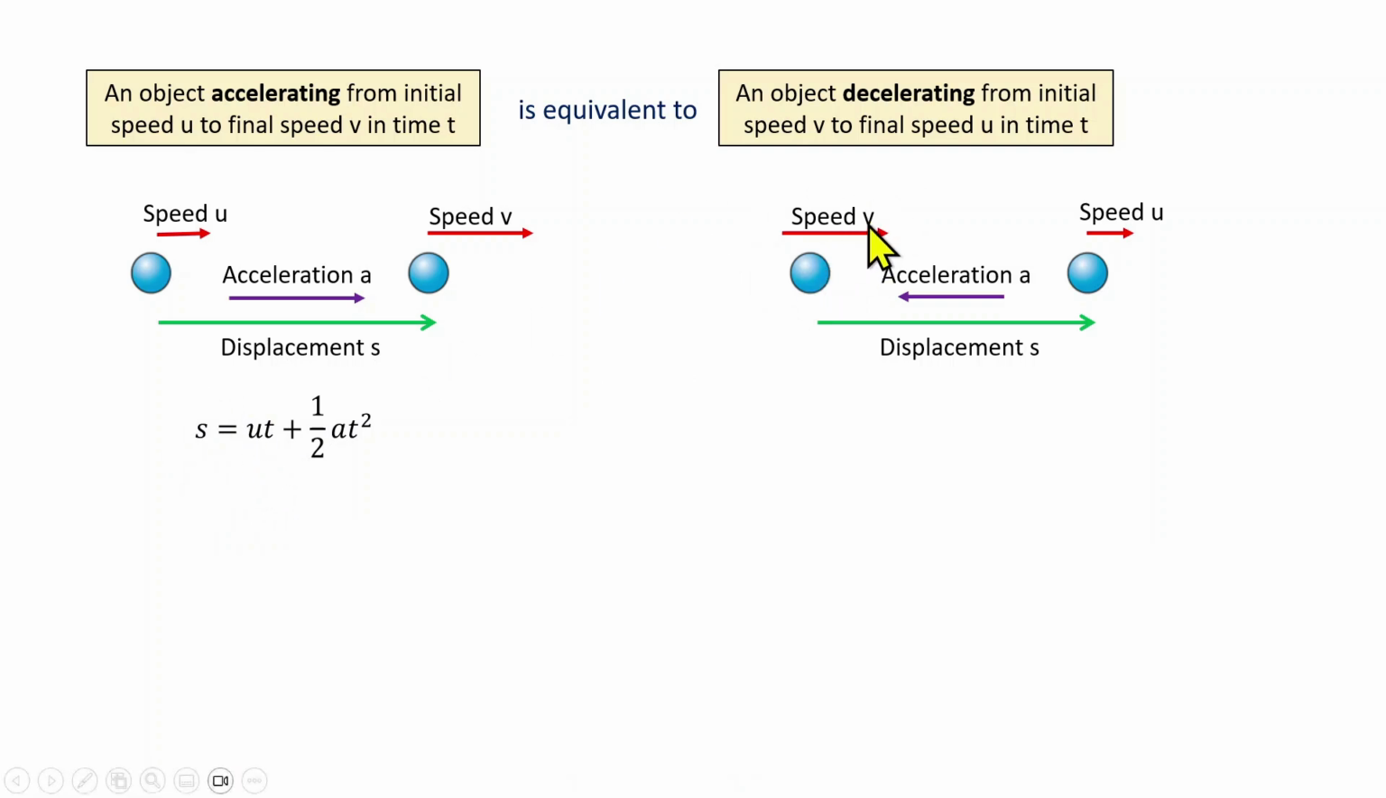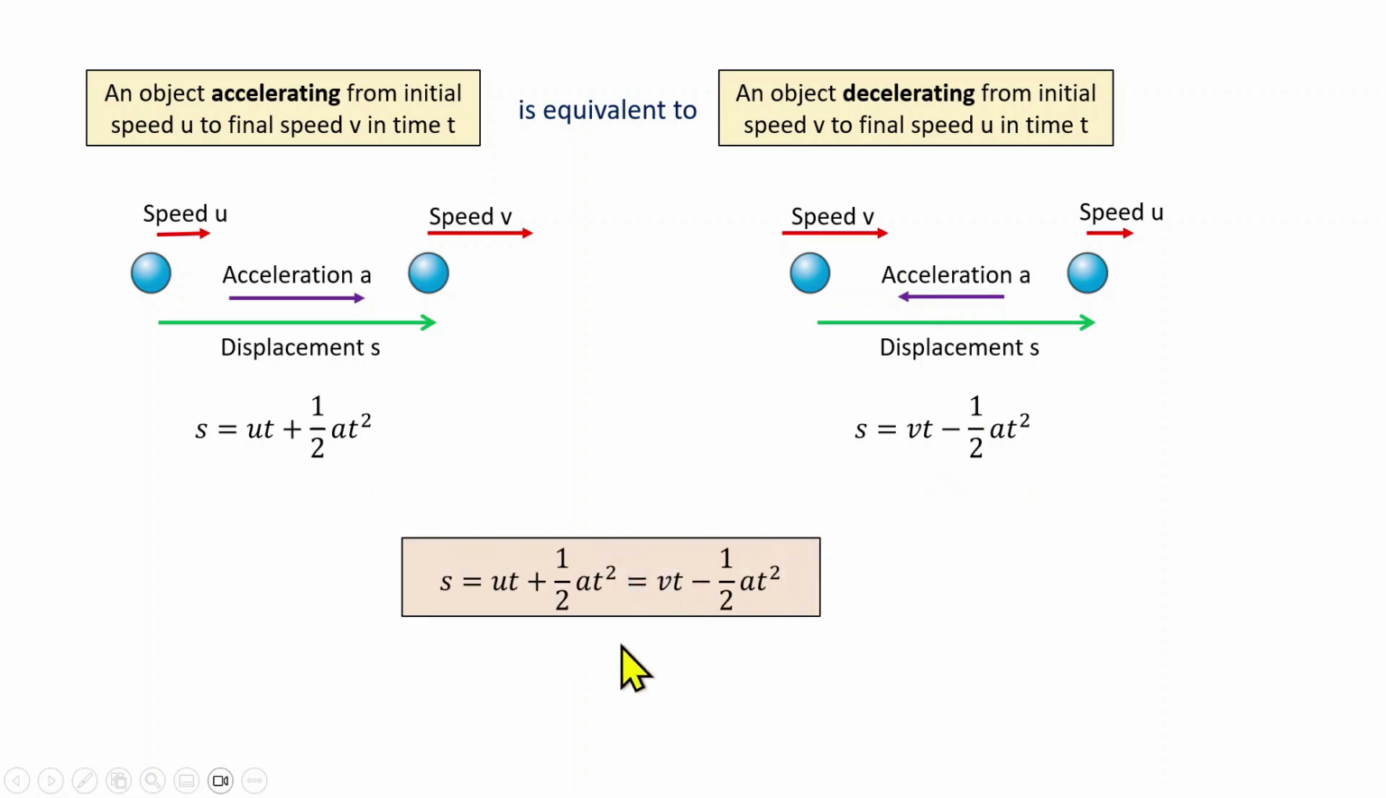That's the point number 1. And point number 2, in case number 1, the acceleration was a. Now, the magnitude of acceleration in case 2 will stay the same as in case 1. But in case 2, since the acceleration is towards the left-hand side, in the equation we will put negative a since the object is decelerating. And then our equation will look like this: vt minus half at square, where v is the original initial speed and negative a is the acceleration. And both of these expressions are going to give us the exact same answer. So either we use ut plus half at square or vt minus half at square. That will give us the same value of displacement.